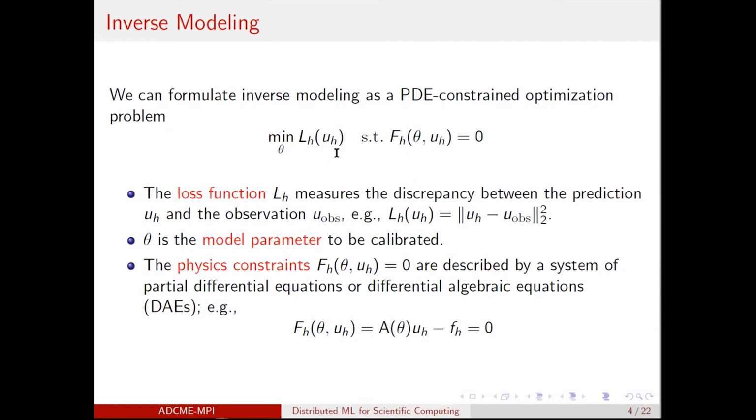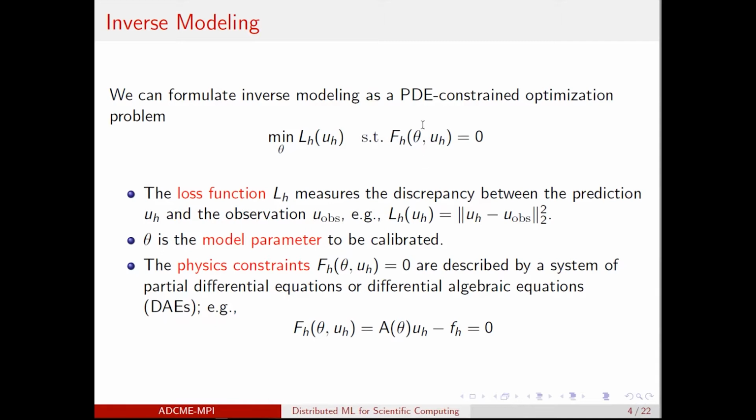Here, I present a very abstract form of the PDE constrained problem. L_h here is the loss function, which measures the discrepancy between the prediction, u_h, the state variable we're interested in, and the observation. For example, L_h could be a quadratic loss function between a state variable and observations. And F_h here is a PDE constraint. It can be a discretized form of a system of partial differential equations. And theta here is the quantity of interest. And u_h, as I said, is a state variable.